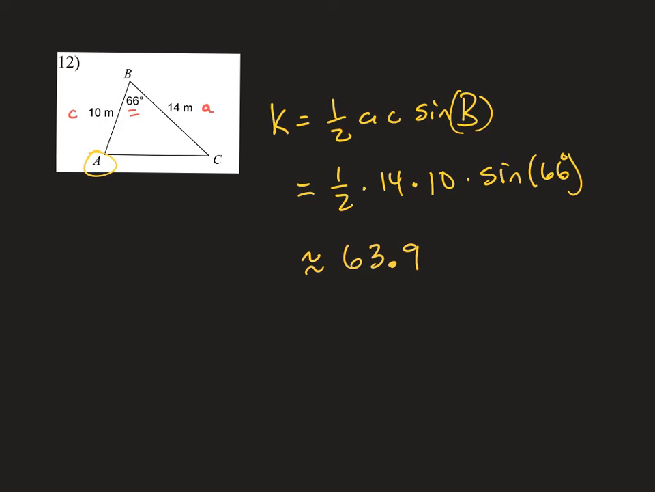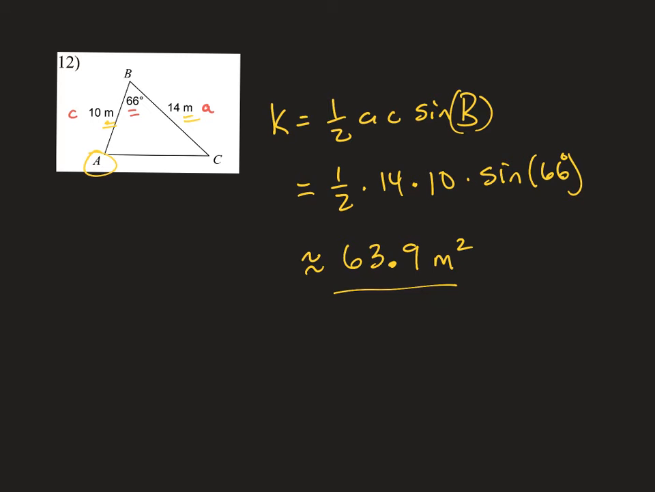And that is in meters squared because our units are meters. So 63.9 meters squared for the area. Don't forget that K just means area. It's just a letter we're using so that we don't have to use capital A. So that one was pretty quick. If you have two sides and the included angle, you can simply crank out the formula and it's no big deal. It's not always that easy though, depending on the information that you're given.